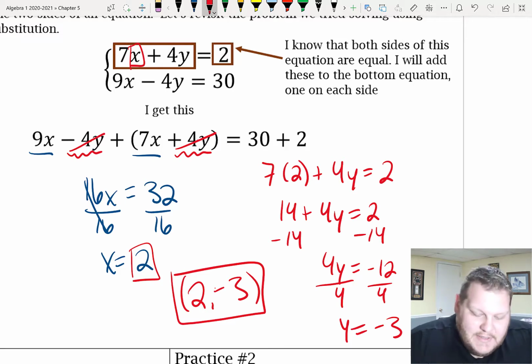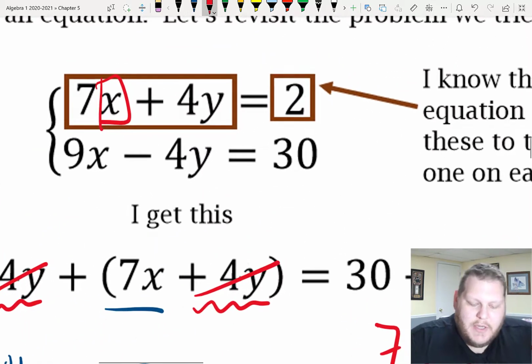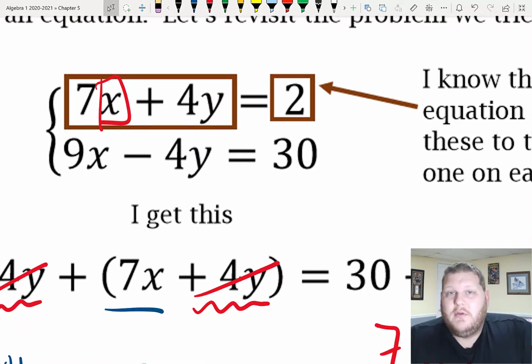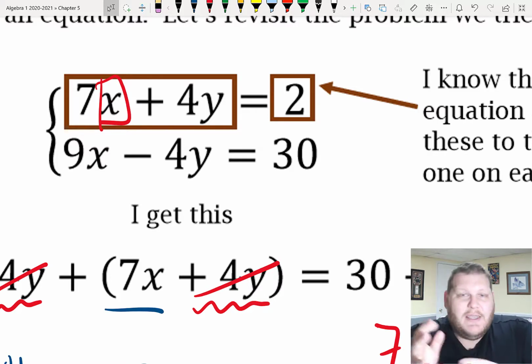Now, the reason that worked out so nicely is because you look at my coefficients in my 2 equations. My y value had the exact same number attached to it, but one of them was positive and one of them was negative. So that when we added those two equations up, my y values canceled each other out, and I'm just left with x. So that's kind of the tricky part of elimination.